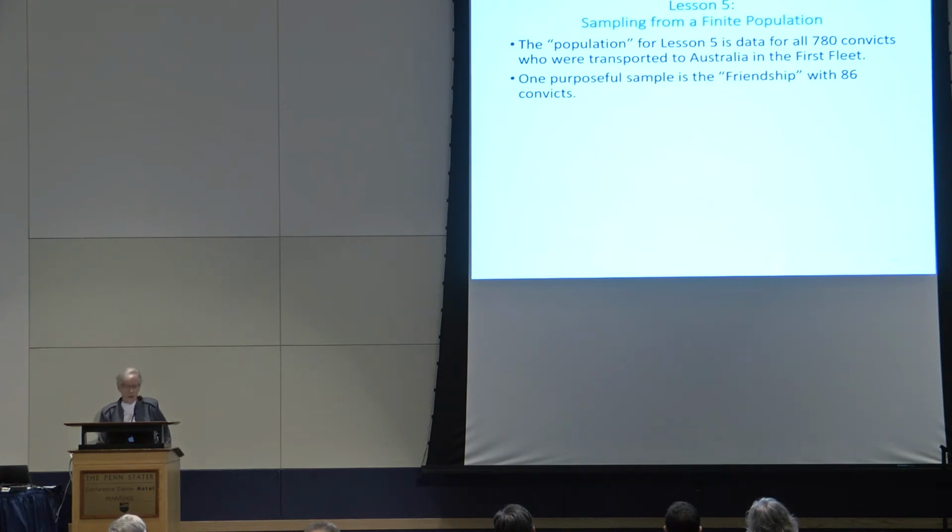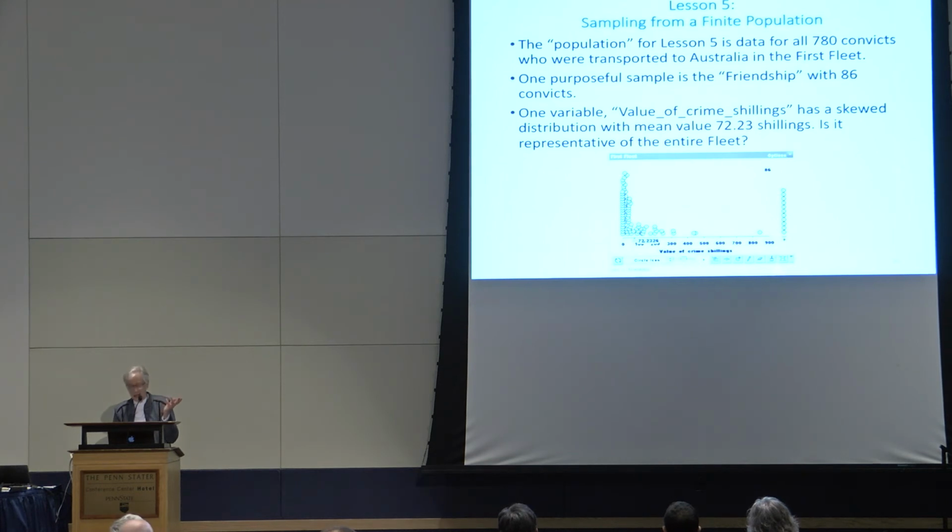And this one I'm going to do really quickly, because we're in Australia, and we have data for the 780 convicts, I don't know if you know your history, who came out on the first fleet from England to Australia. We have all kinds of data on them. Our purpose was to have a purposeful sample. One of the ships was the Friendship, and it had 86 convicts on it.